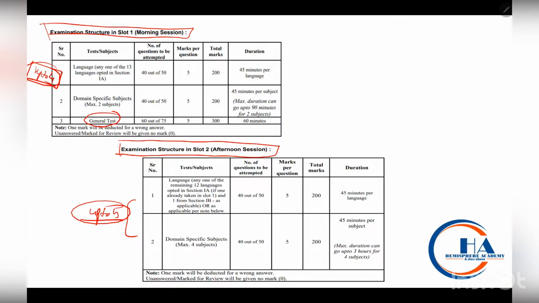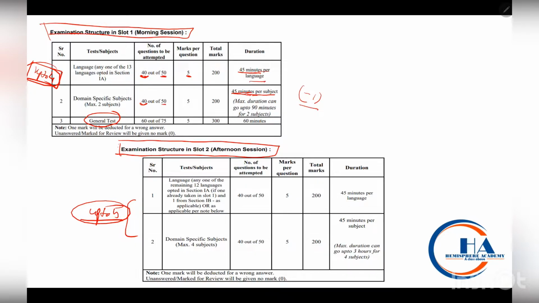So here you can see there will be a total of 50 questions in language and 50 questions in domain specific subjects. Marks per question will be 5 and the negative marking will be -1. The students need to answer any 40, I repeat, any 40 out of the 50 in language and domain specific subjects, and the time given will be 45 minutes. I repeat, 45 minutes will be given to you per subject.